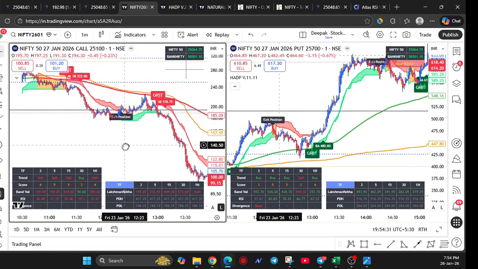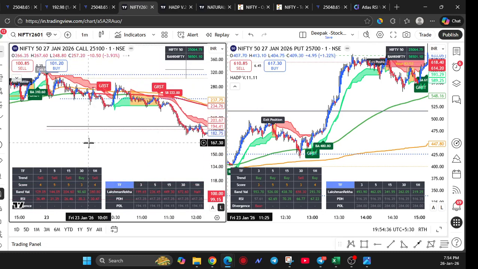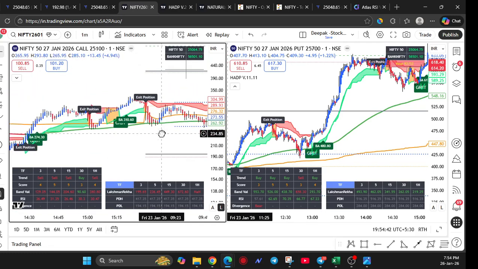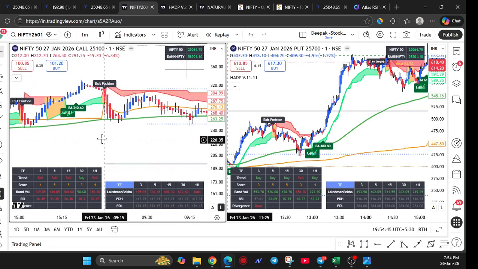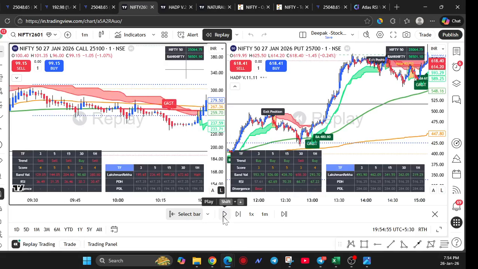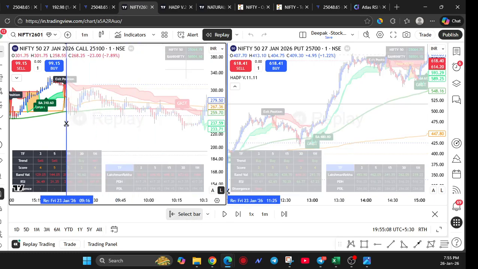Now what I'm going to do is, I'm going to take the 9:15 candle, and let us see what happened from there. So this is the first candle. This is the 9:15 candle. So I'm going to play it from here. There is a replay button on the paid version of TradingView. So I'm going to select this bar. This is the 9:15 candle, right? So I'm just selecting the bar and taking it to the 9:15 candle.